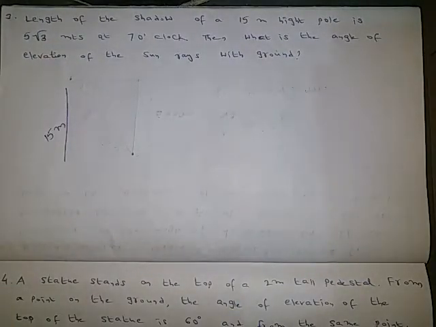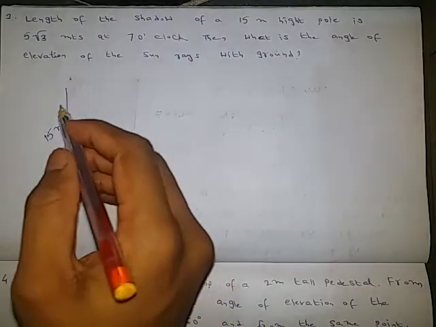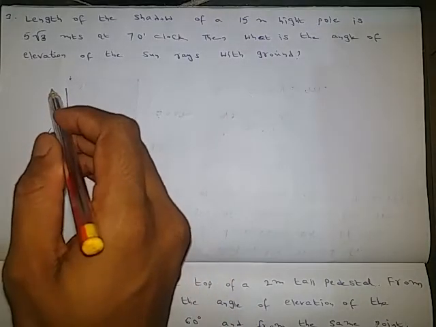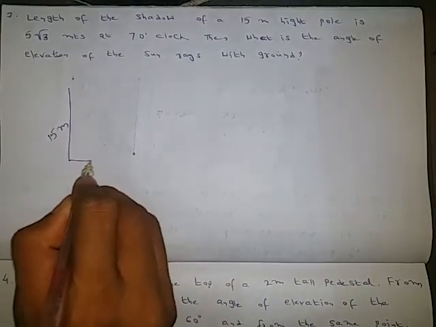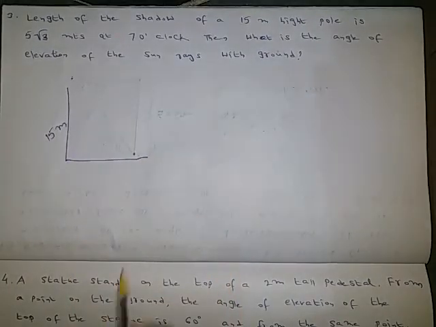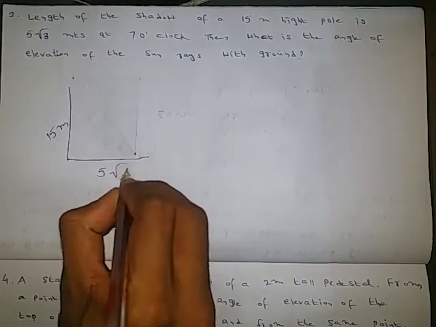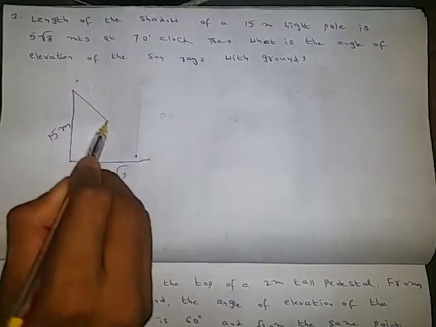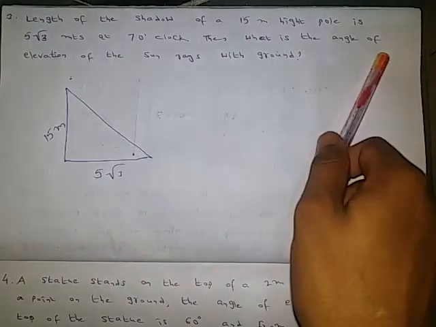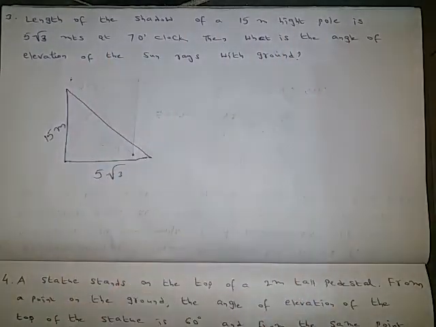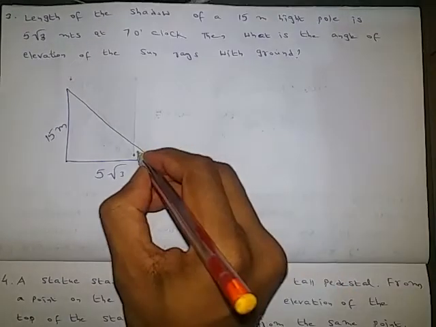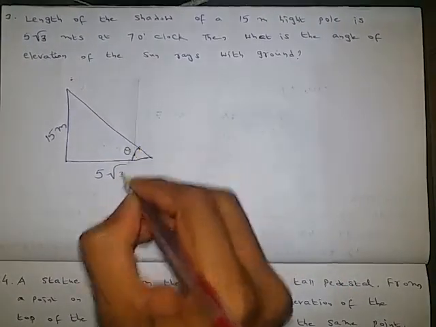Always the shadow will be forming on the ground. So this pole's shadow will be forming here somewhere. This shadow length is also given as 5 times root 3. So we need to find what is the angle of elevation of the sun rays with the ground. So it means this angle we need to find out.